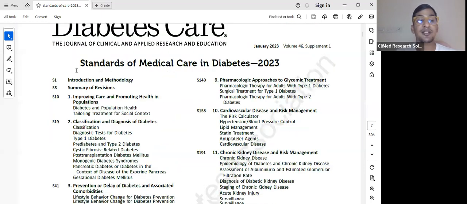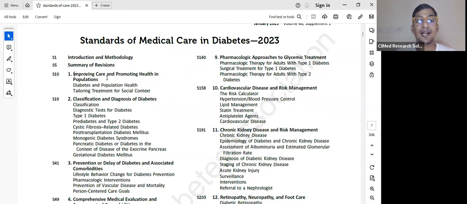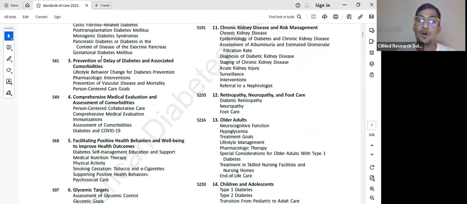So see, the first chapter here is improving care and promoting health in populations, population based, how they can do it, like tailoring the treatment. And then it comes to the classification and diagnosis of diabetes. Then preventing or delaying diabetes, right? The onset of diabetes, how we can prevent or delay it, and how we can delay or prevent the associated comorbidities also. Then comprehensive medical evaluation and assessment of comorbidities. How to treat the comorbidities is a different thing, but how to assess, how to evaluate, how to diagnose the comorbidities, that is one thing.